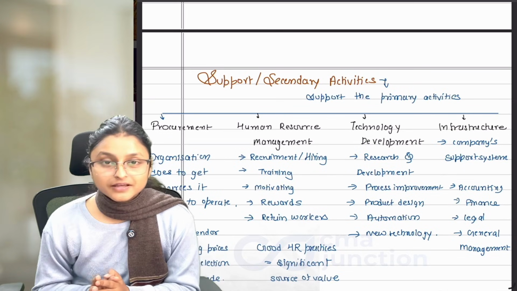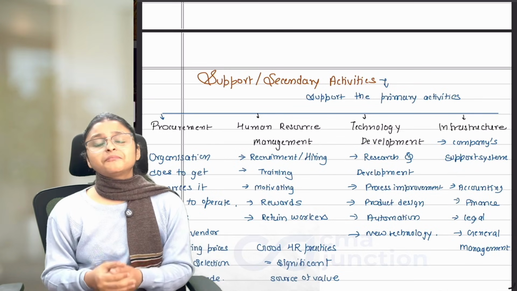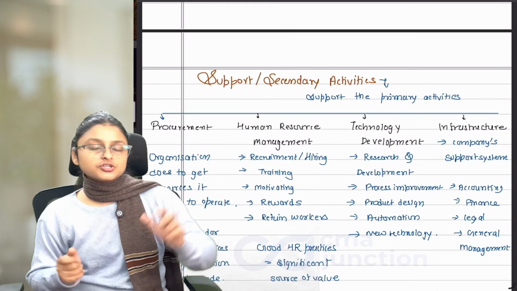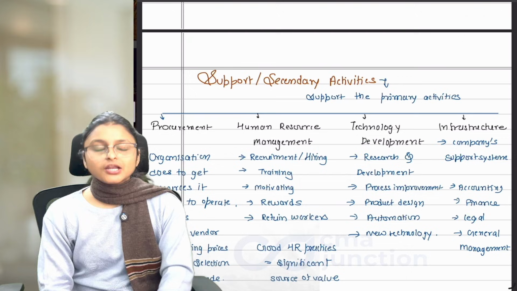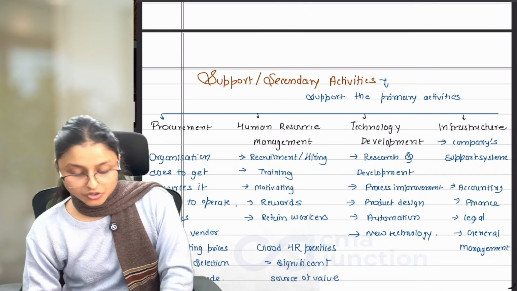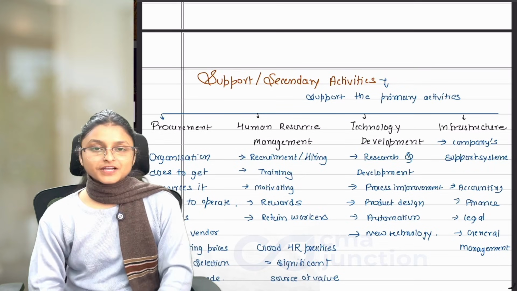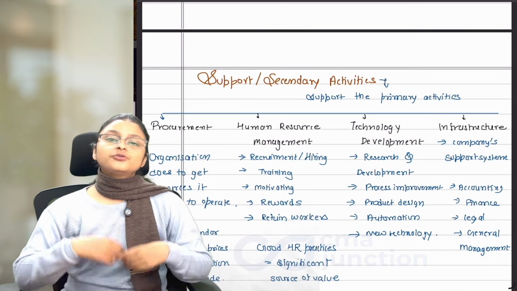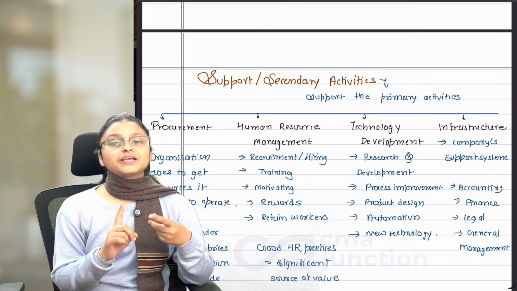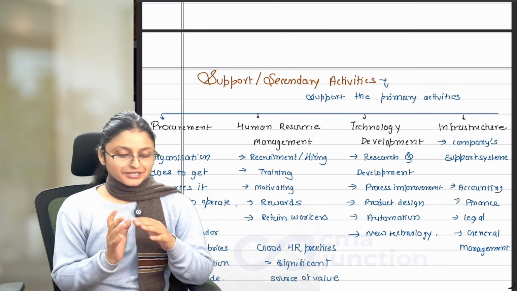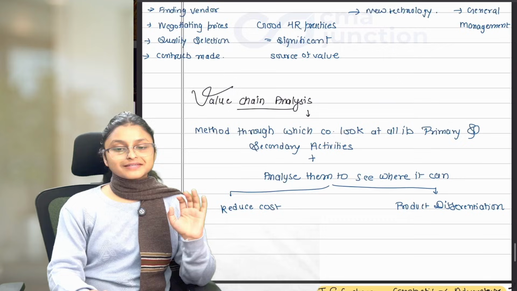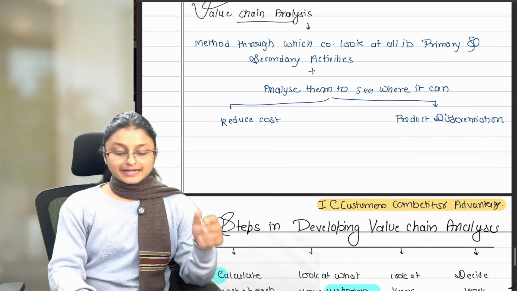Next comes technology development, which includes research and development, technology used, information systems we are using, automation we are doing, product design. All of this is covered in technology development. Next comes infrastructure, which is treated as a support system for the company, which includes finance, legal, admin, management, all of these.